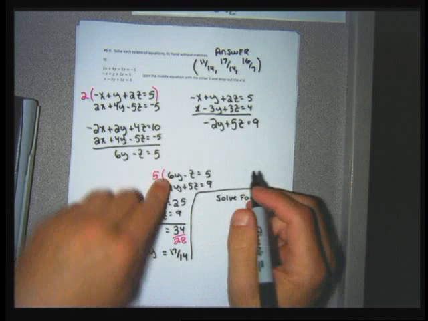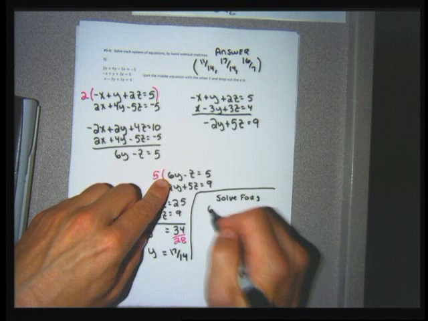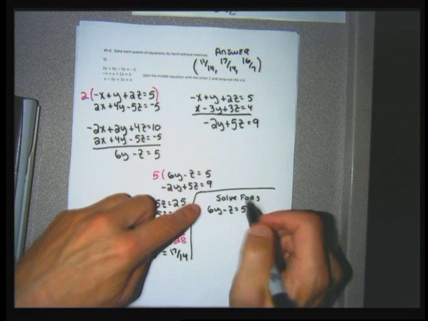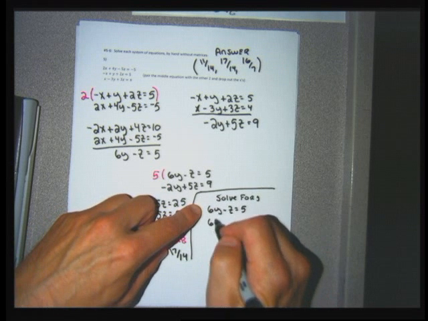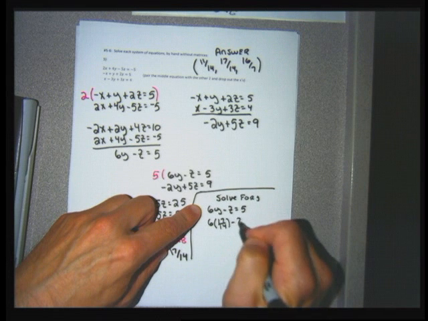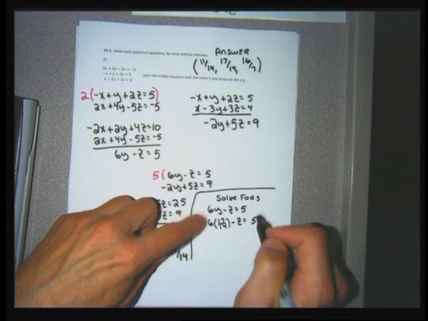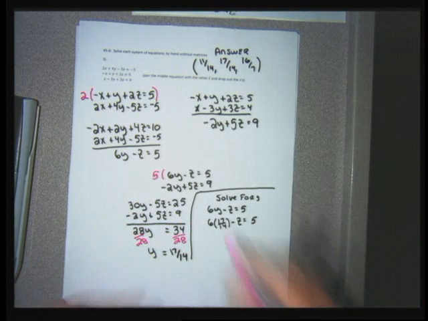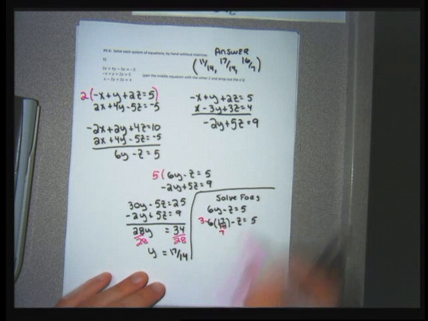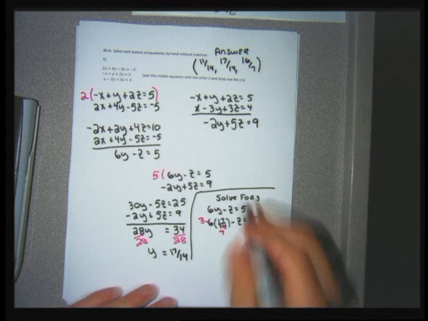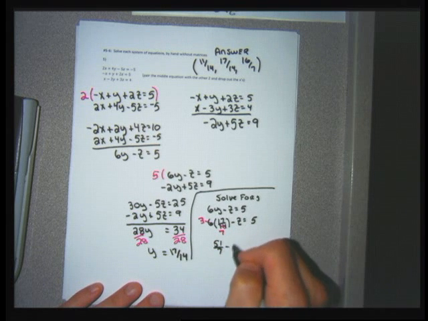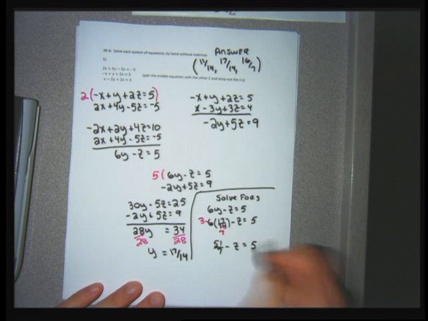To do that, I'm going to use this top equation, 6y minus z equals 5, and I'm going to change the y to 17 over 14. So I'm going to go 6 times 17 over 14 minus z equals 5. The 6 and the 14 will cancel. The 6 will become a 3, the 14 will become a 7. I'm going to multiply the 3 times the 17 and get 51. So this gives me 51 over 7 minus z equals 5.